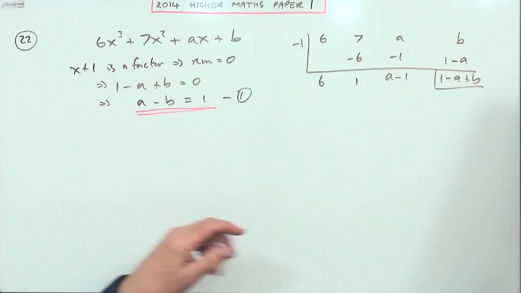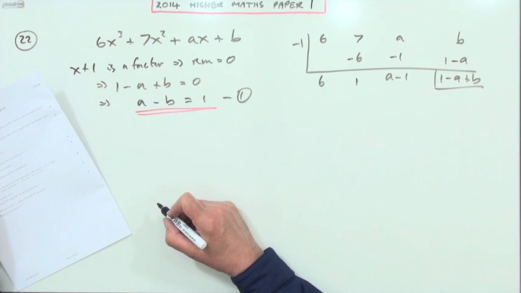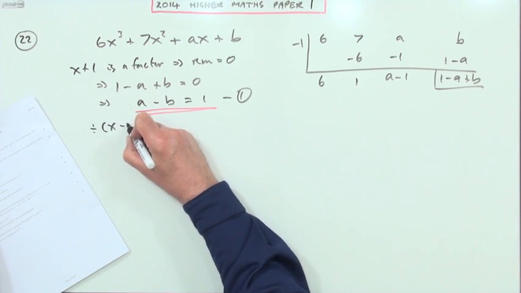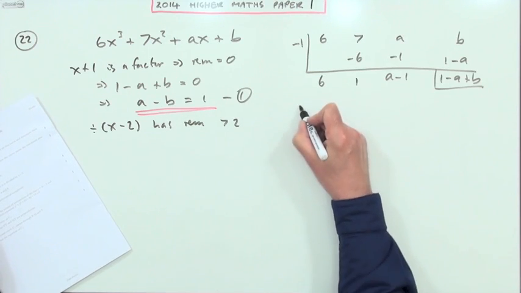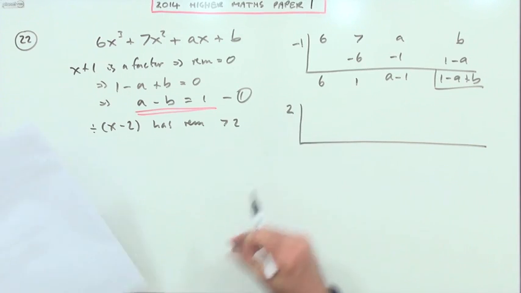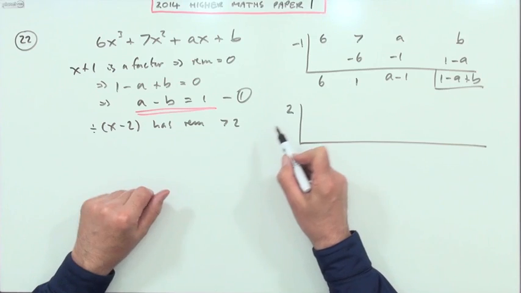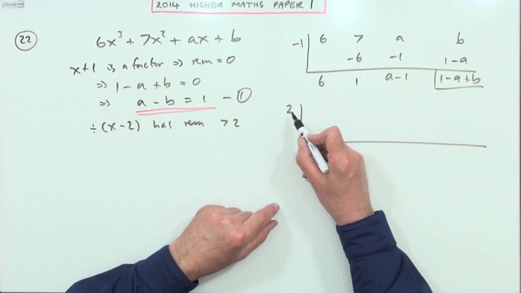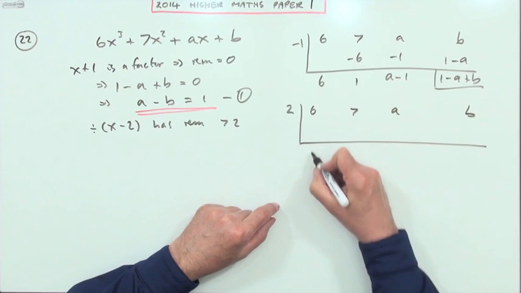The next thing it said was, 72 is the remainder when divided by x minus 2. So dividing by x minus 2 has remainder 72. So I'll just go through that again. X minus 2 means if I put a 2 through it, then the remainder on dividing by x minus 2 is the same as the value evaluated at 2. So I'll run that through the table.